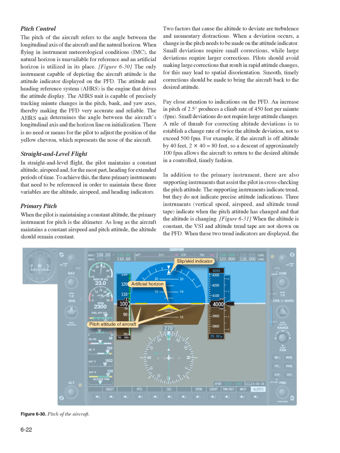Primary pitch. When the pilot is maintaining a constant altitude, the primary instrument for pitch is the altimeter. Two factors that cause the altitude to deviate are turbulence and momentary distractions. When a deviation occurs, a change in the pitch needs to be made on the attitude indicator. Small deviations require small corrections, while large deviations require larger corrections.